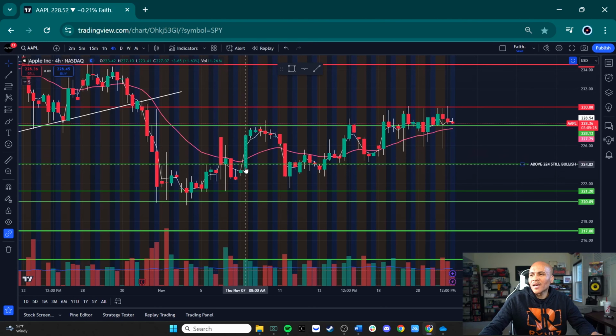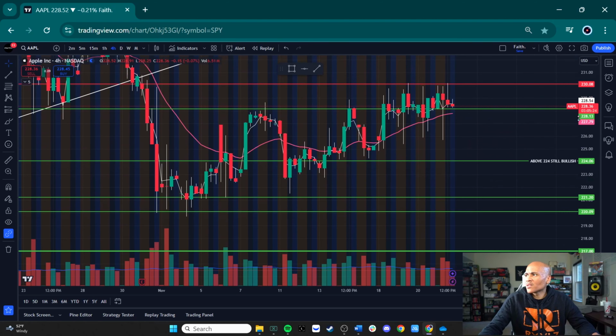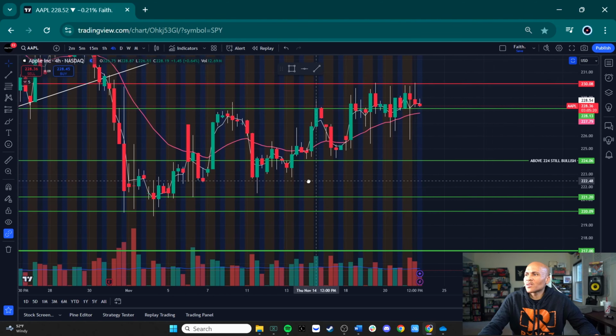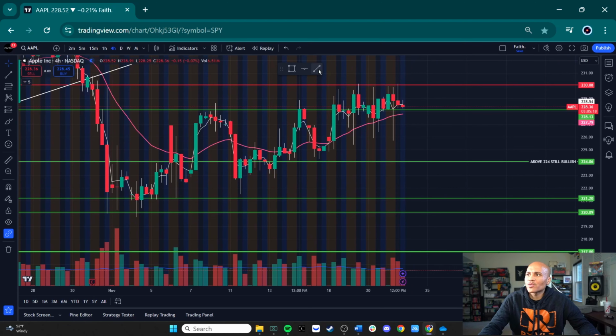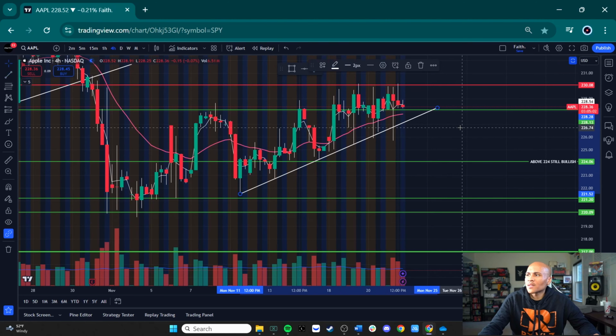This is a big, nice candle here. Rejection off of this, what level is this? 228. Honestly, I could do another trend line here and show you guys how it works on a higher time frame. We're on a 4 hour right now. This looks good. It's a nice trend line right there.